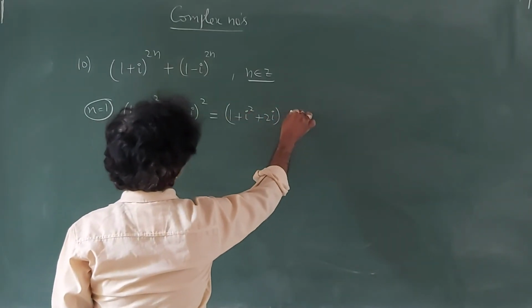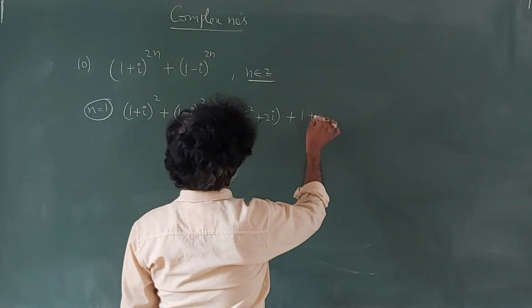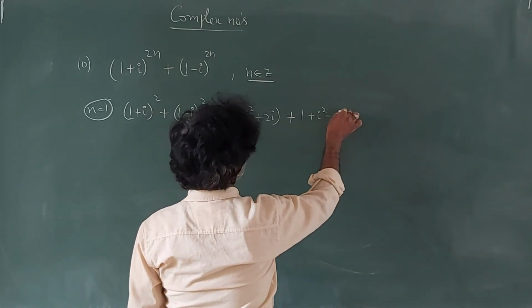Let us take some positive numbers, we will verify. Suppose n value 1, I took two numbers. Suppose n value 1, then we will get (1 plus i) whole square plus (1 minus i) whole square. All of you know what is the value of (1 plus i) whole square? 1 plus i squared plus 2i. This is a plus b whole square. 1 plus i squared is minus 1, plus 2i.